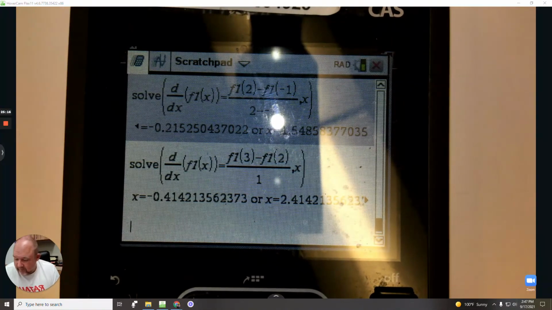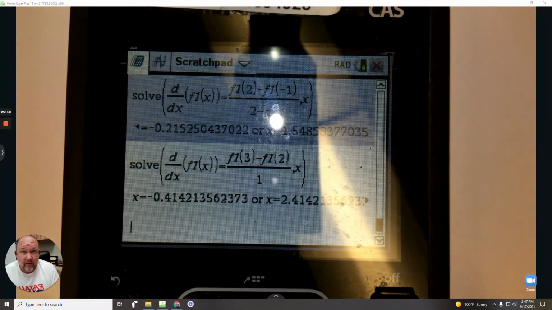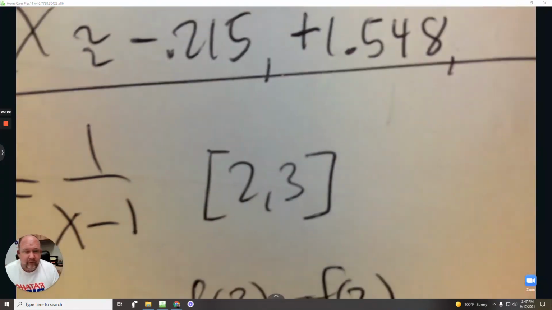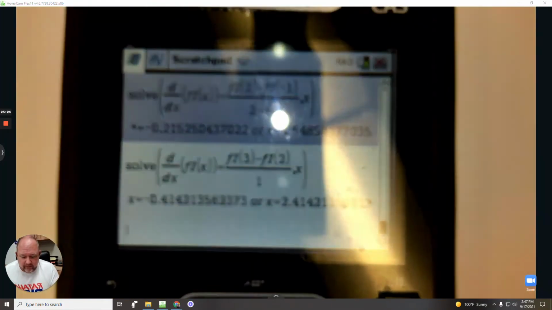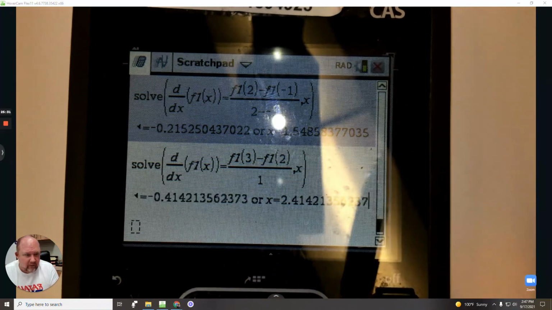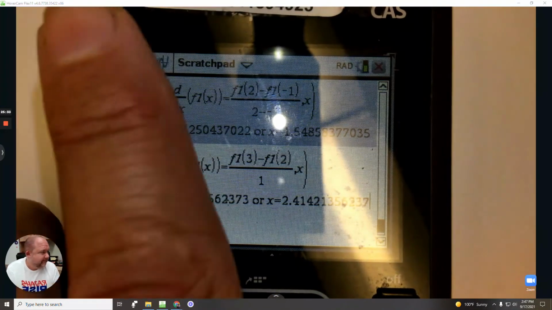So I get the answer is negative 0.414. That's not an answer because it's not in the interval. The interval is from 2 to 3. So the other answer is between 2 and 3. So the only answer is 2.414. That's it.